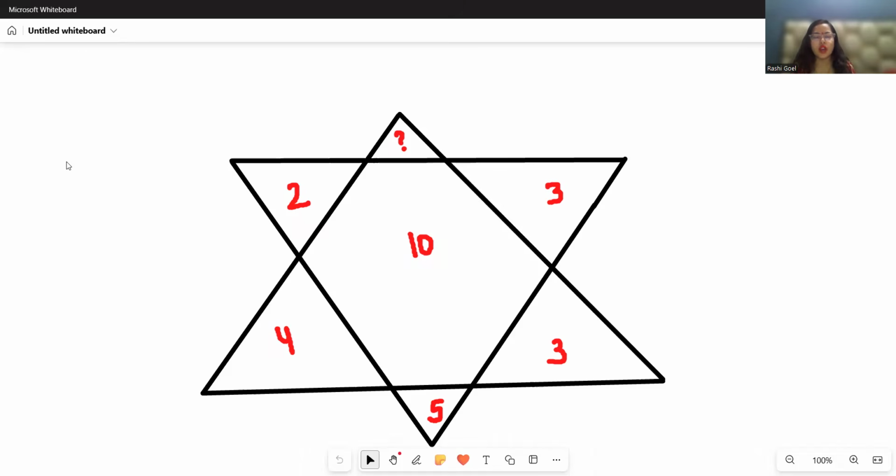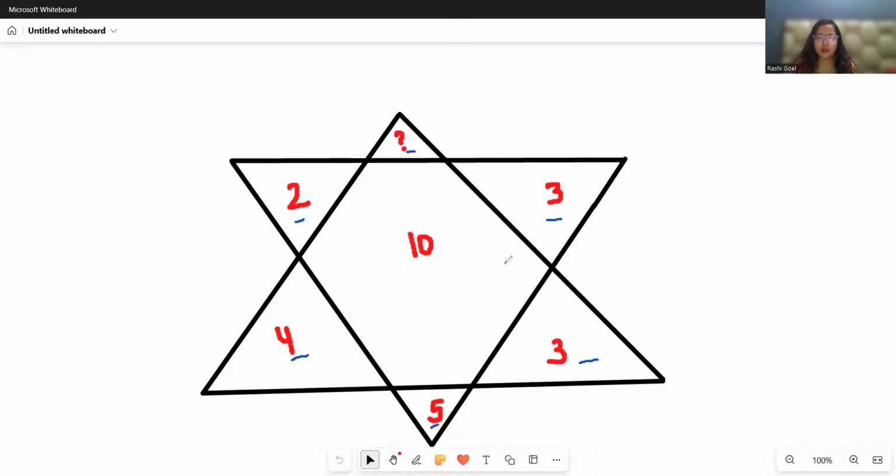So in this video, we are going to solve this star-based problem, that is 2, question mark, 3, 3, 5 and 4, and in the middle it's 10, and we have to find the value of this question mark. So what can be the possible way?